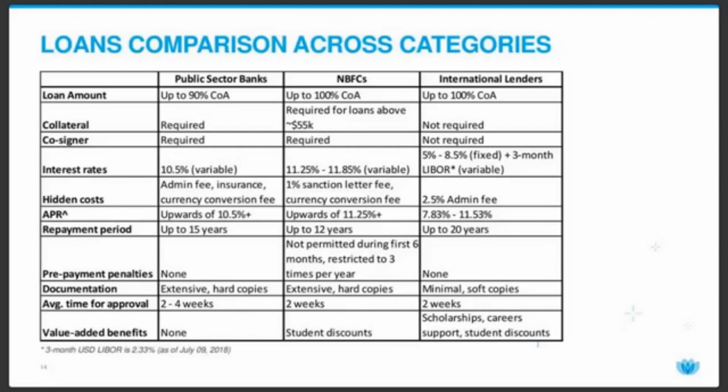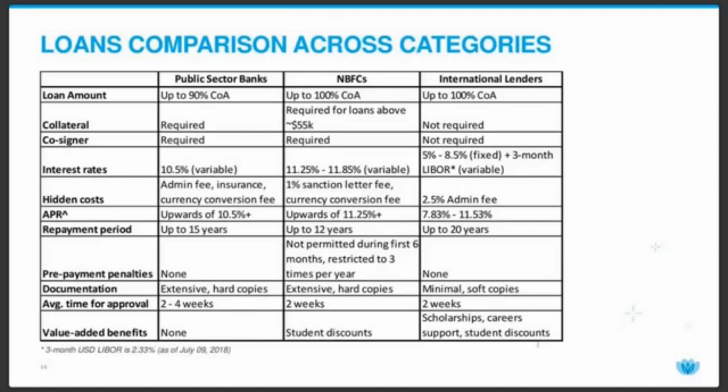With Prodigy Finance, in this third example, we can be a little more specific because I'm representing the firm and I'm providing you the data. So depending on whether it's 5 or 8.5%, those two lower and upper limits, and the 3-month variable, your APR could be anything ranging from 7.83% at the very minimum to 11.53%. And this is as of today.